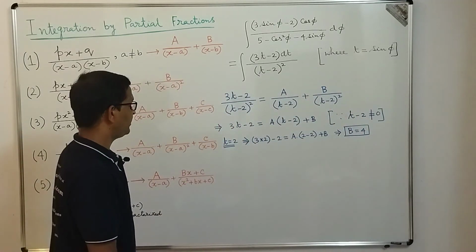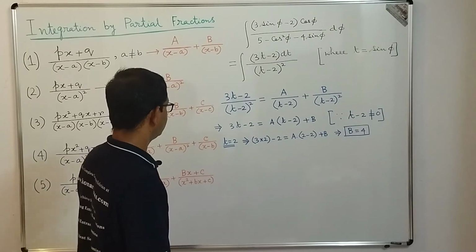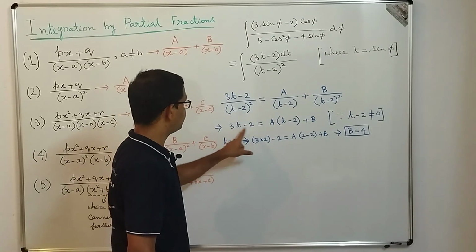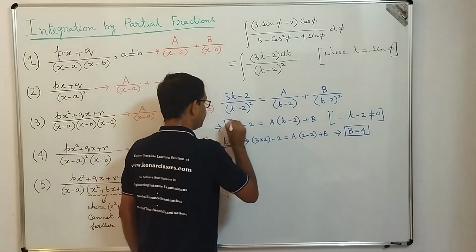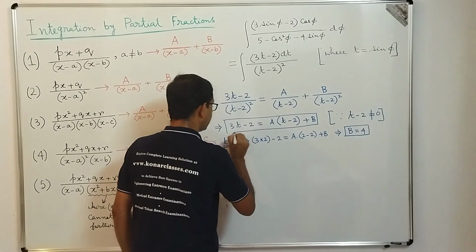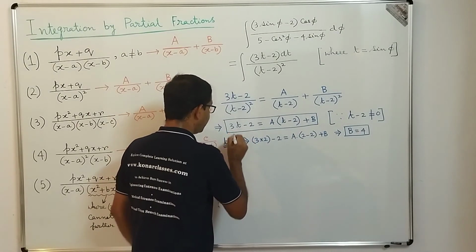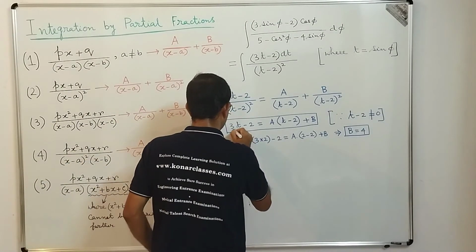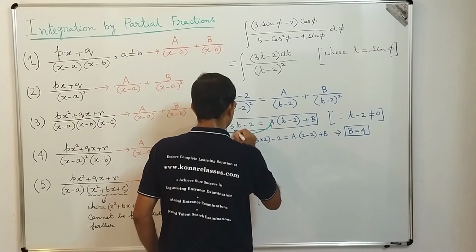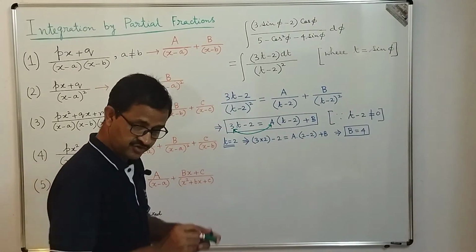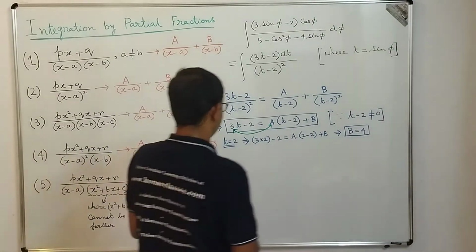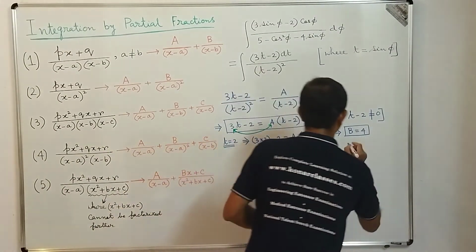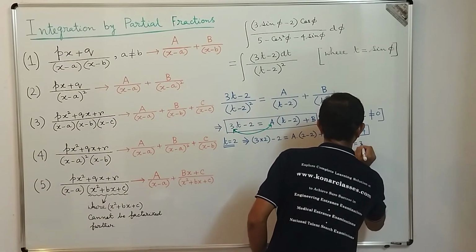Now how to find the value of A? For that, we can equate the coefficient of t on both sides of this identity. What is the coefficient of t in the left hand side? It is 3. And what is the coefficient of t in the right hand side? It is A. So A is equal to 3 by equating the coefficients of t on both sides. So the value of A we are getting is equal to 3.